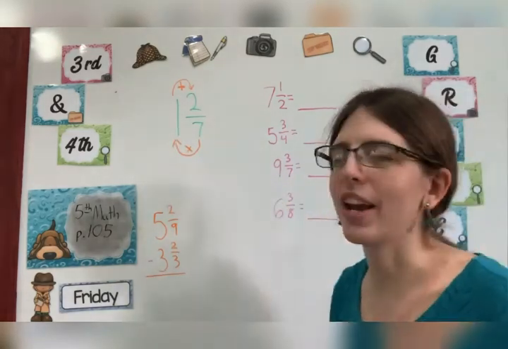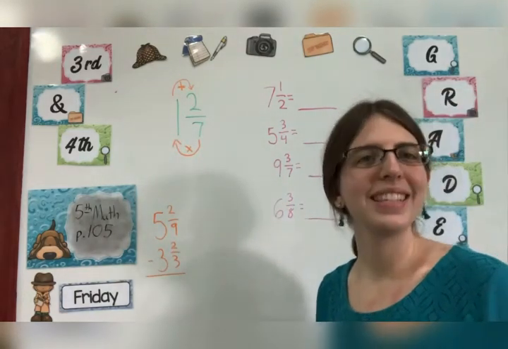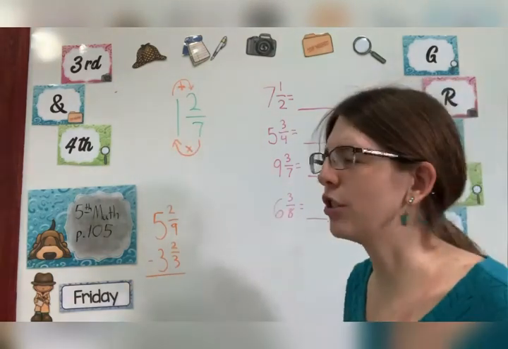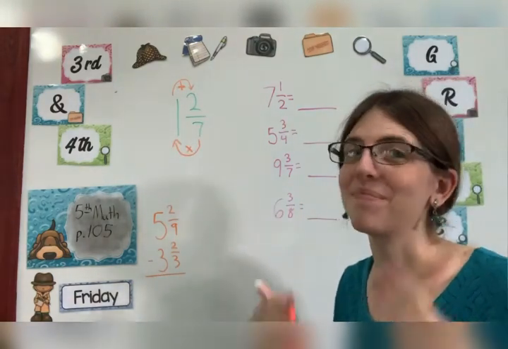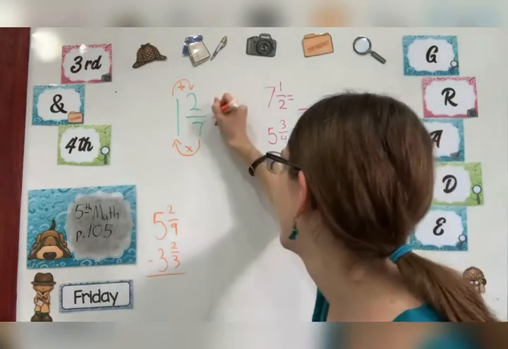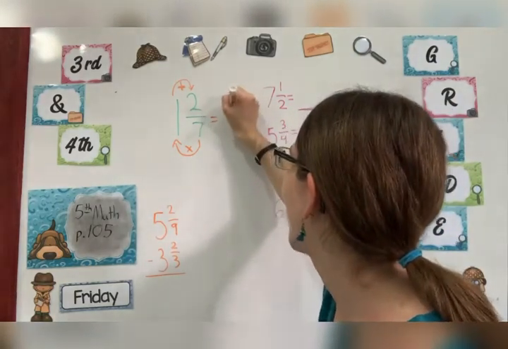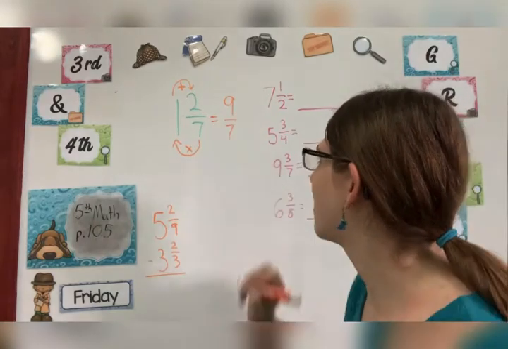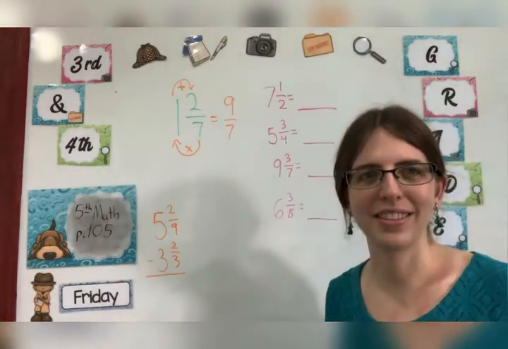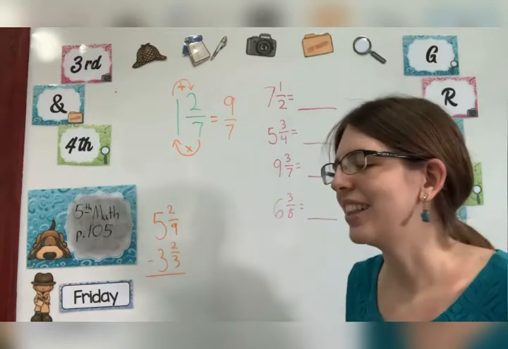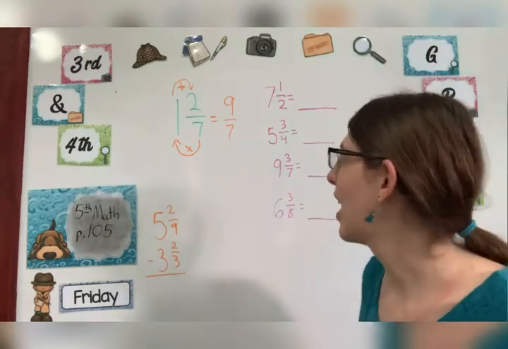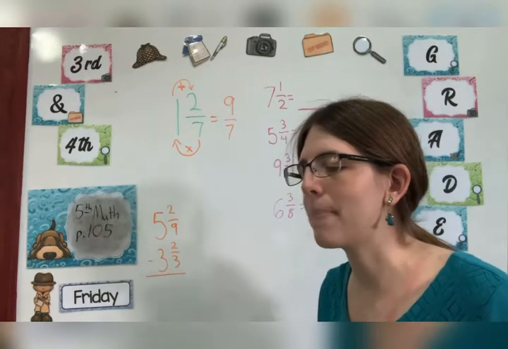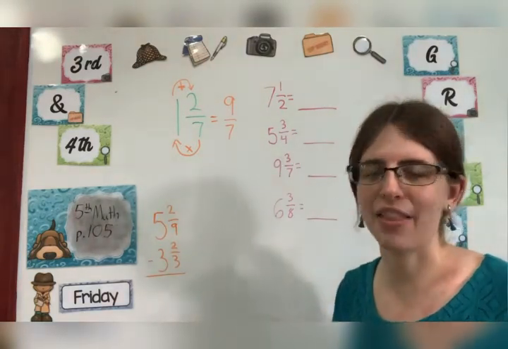7 times 1 is 7. 7 plus 2 is 9. So that equals 9 on the top, and your denominator stays the same, 9/7. Easy peasy, right? Let's try now a couple more. We're gonna do exercise 1, letters A, B, C, and D together.